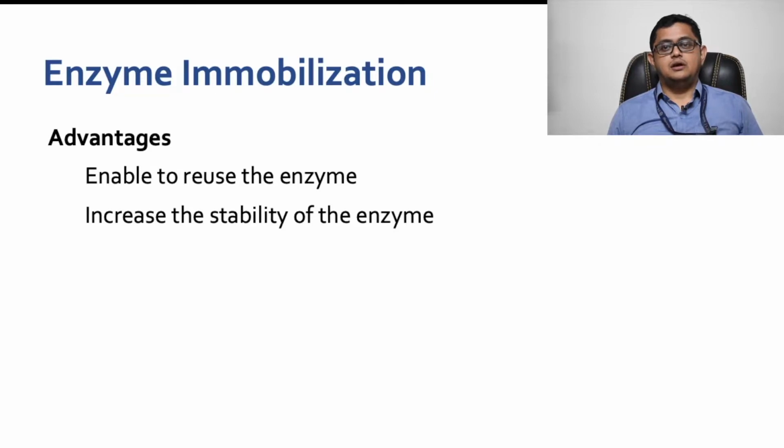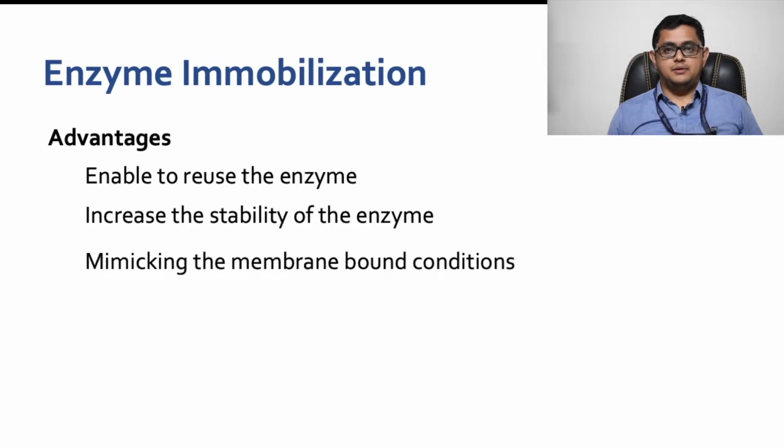The third advantage is that since the enzymes are attached to a membrane or to the matrix, it mimics the membrane bound conditions. It is always technically a problem whenever we isolate a membrane bound enzyme and work with it in free form, because it is unable to resemble the original in vivo condition. In order to reinstate that, we use enzyme immobilization as a tool to mimic the membrane bound conditions. So these are the three advantages of using enzyme immobilization.